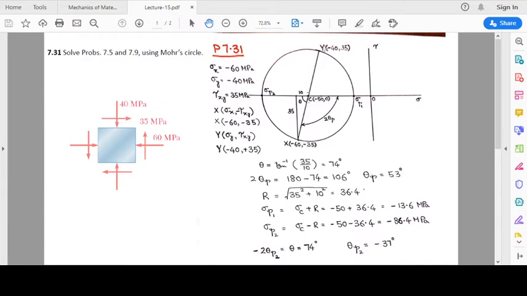So we have this point y and this point x. We will just plot these 2 points on the sigma versus tau plane, and we join these 2 points, and wherever this line xy intersects the horizontal axis, that is going to be the center of the circle, and then we can just draw a circle through points x and y.